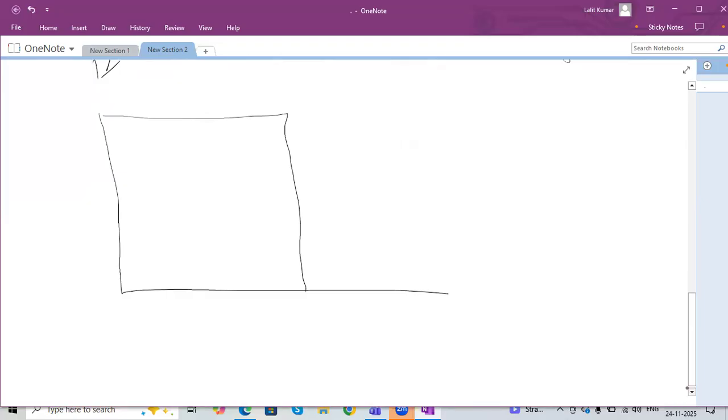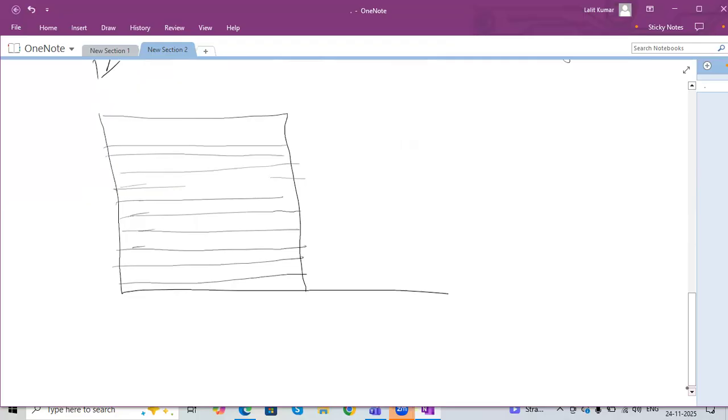So this will have 12 subcarriers. It will have 12 subcarriers. How many? 1, 2, 3, 4, 5, 6, 7, 8, 10, 11. So it will start from 0 to 11. These many subcarriers.